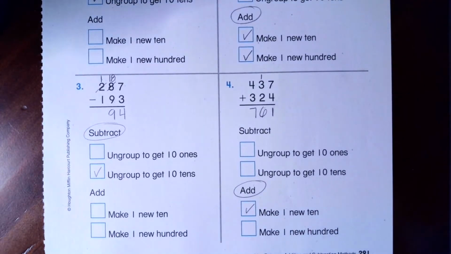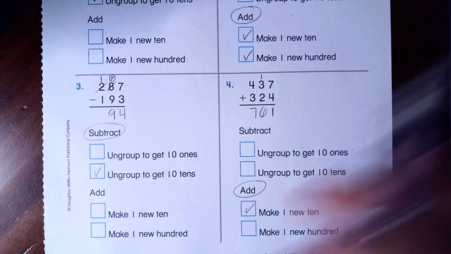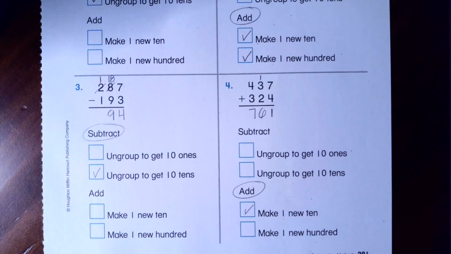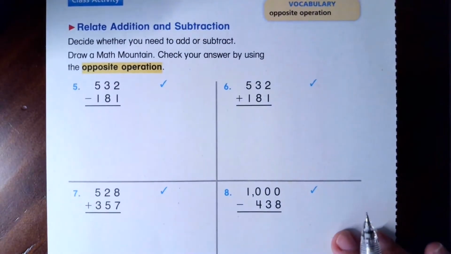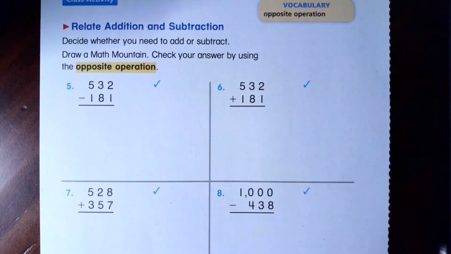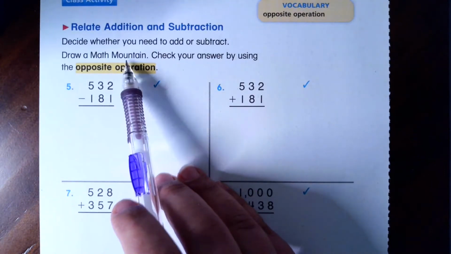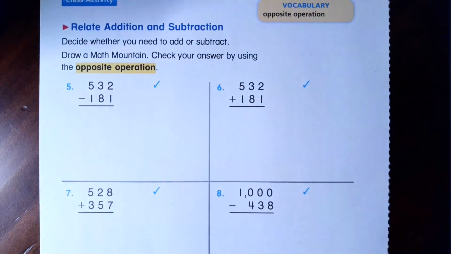All right, so now we have practiced both subtraction and adding. Let's go ahead and flip our paper over and see what we're going to do next. So we are doing a similar thing here. We're going to be adding, we're going to be subtracting. However, they are adding a couple more things that we need to do. So it says, draw a math mountain and check your answer by using the opposite operation.